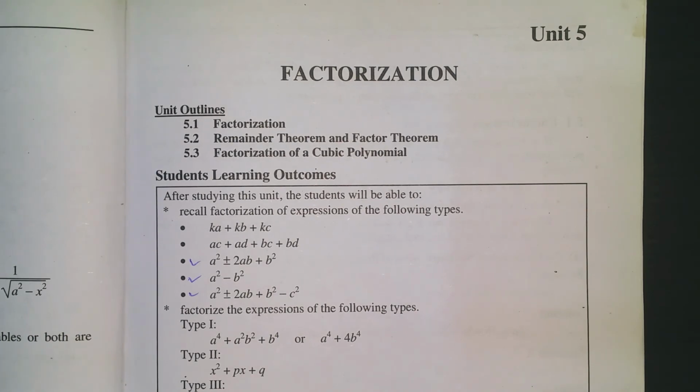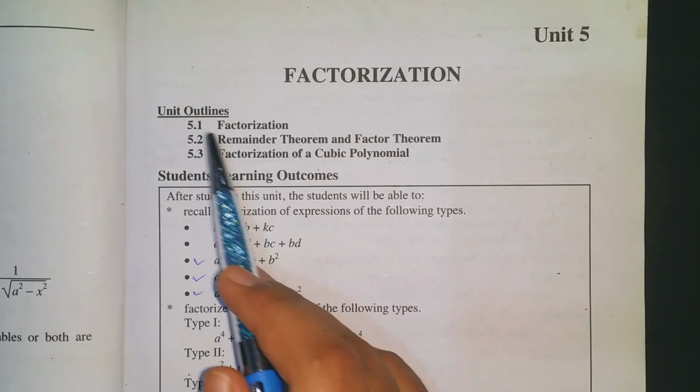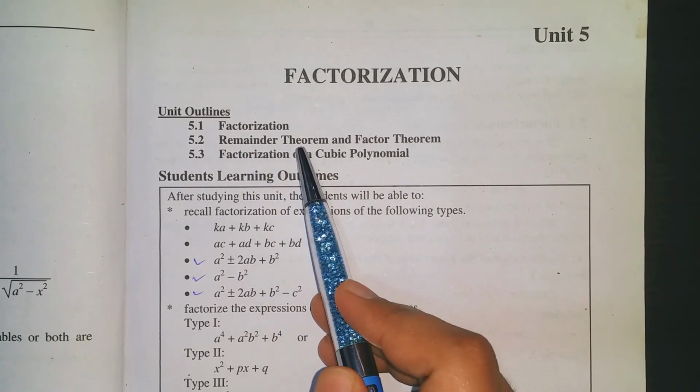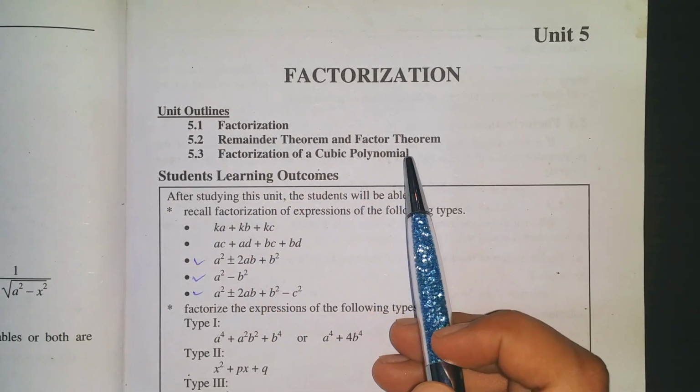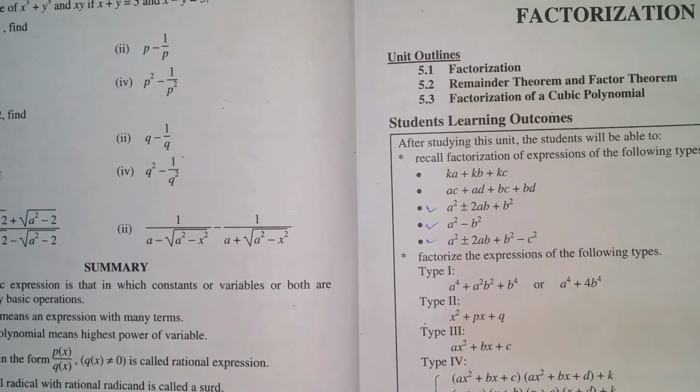In this video I'll start unit 5, which is factorization. Here are the unit outlines: factorization, remainder theorem and factor theorem, factorization of a cubic polynomial. So let's start our topic 5.1, which is factorization.